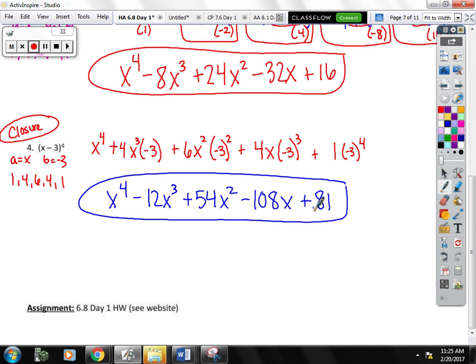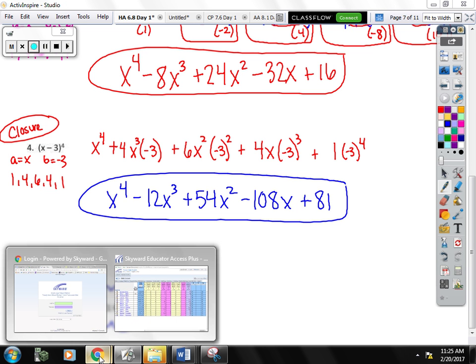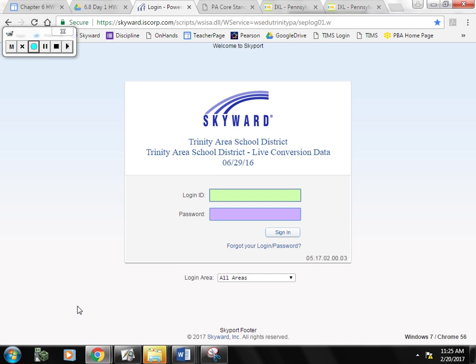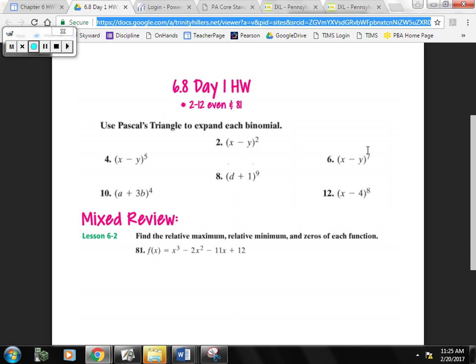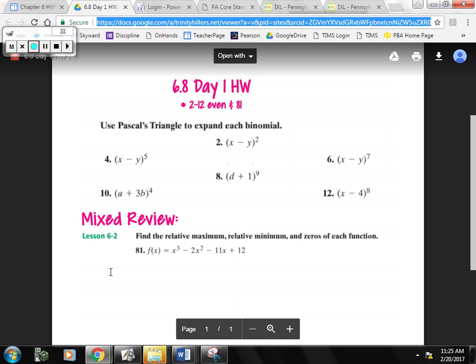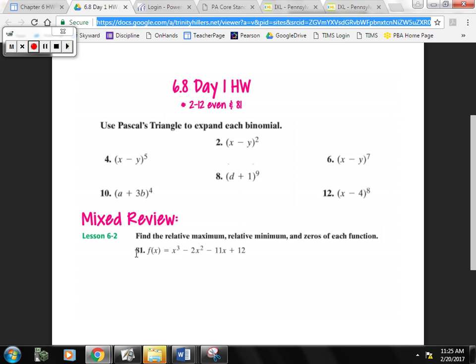The homework is on my teacher page, and I can pull that up on the board right now since we have a few minutes left. You'll see that you are completing several with your Pascal triangle. And then I put on a mixed review question from 6-2, just finding your relative max and your zeros of the function on the graphing calculator, to help us start reviewing. Remember, our chapter test is Friday and it will be 80 points.